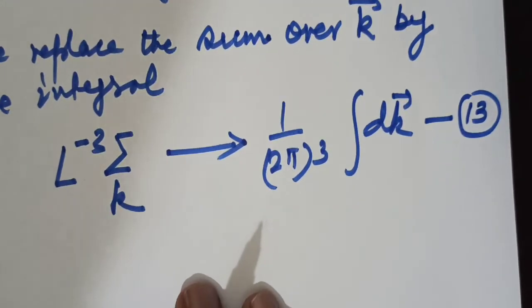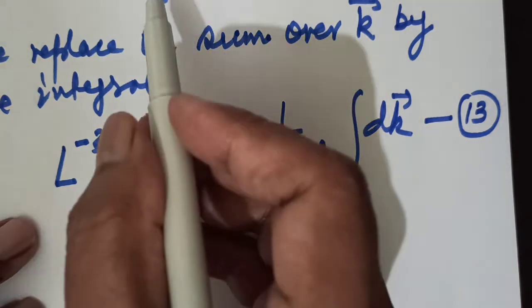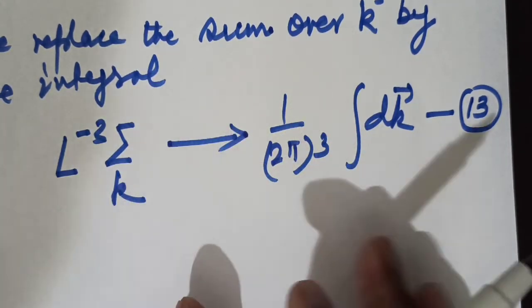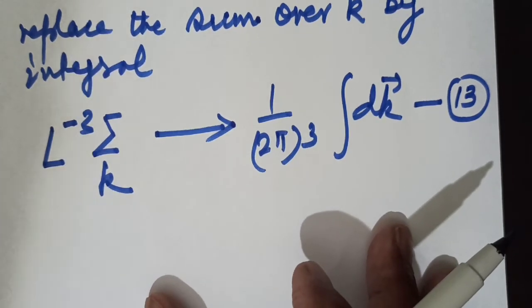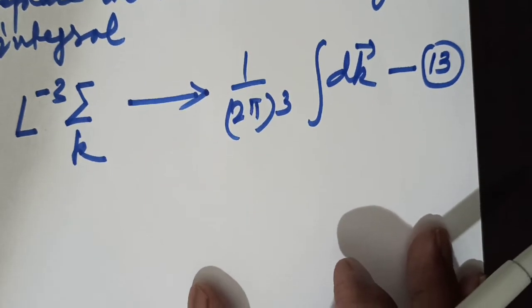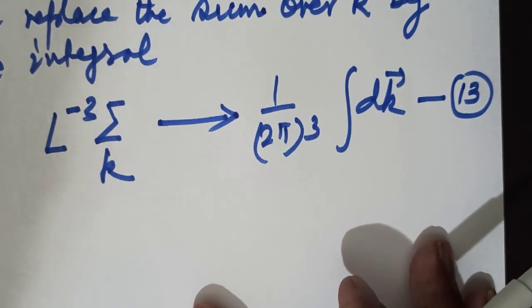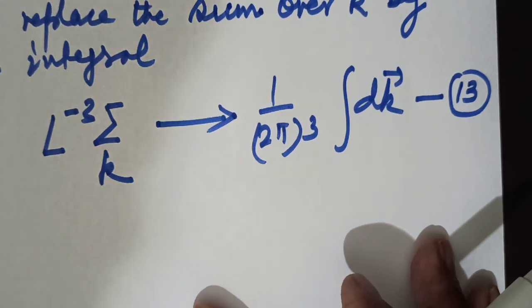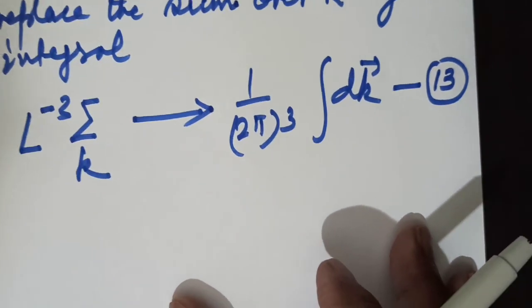So the sum over k values is being replaced by this integral, and you might have seen already such summations in the context of exchange interaction between electrons. If you recall, this kind of replacement of summation into integral you might have encountered while doing exchange interaction between electrons.